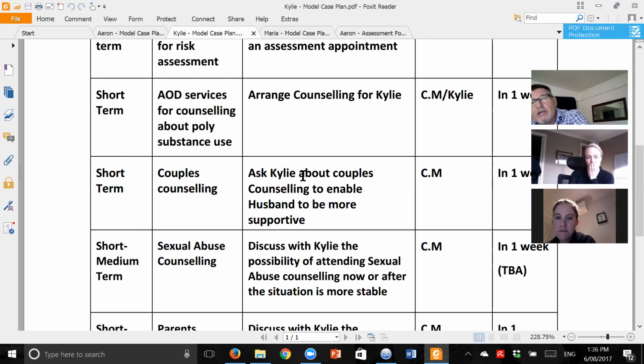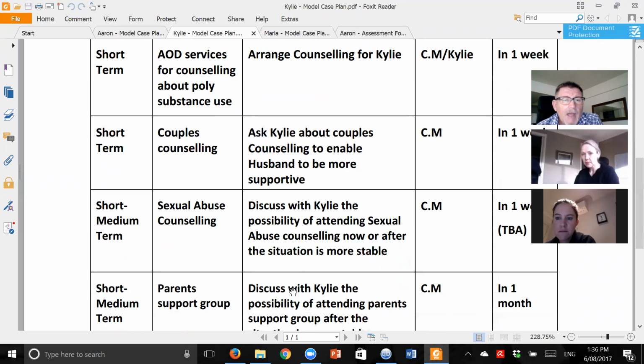So using counselling to enable the husband to be more supportive can be as effective as a genogram, because you're showing that the husband is supportive, it's helping him link in, and he's demonstrating his interest in working with his wife to help her recover. So you want to work on that.